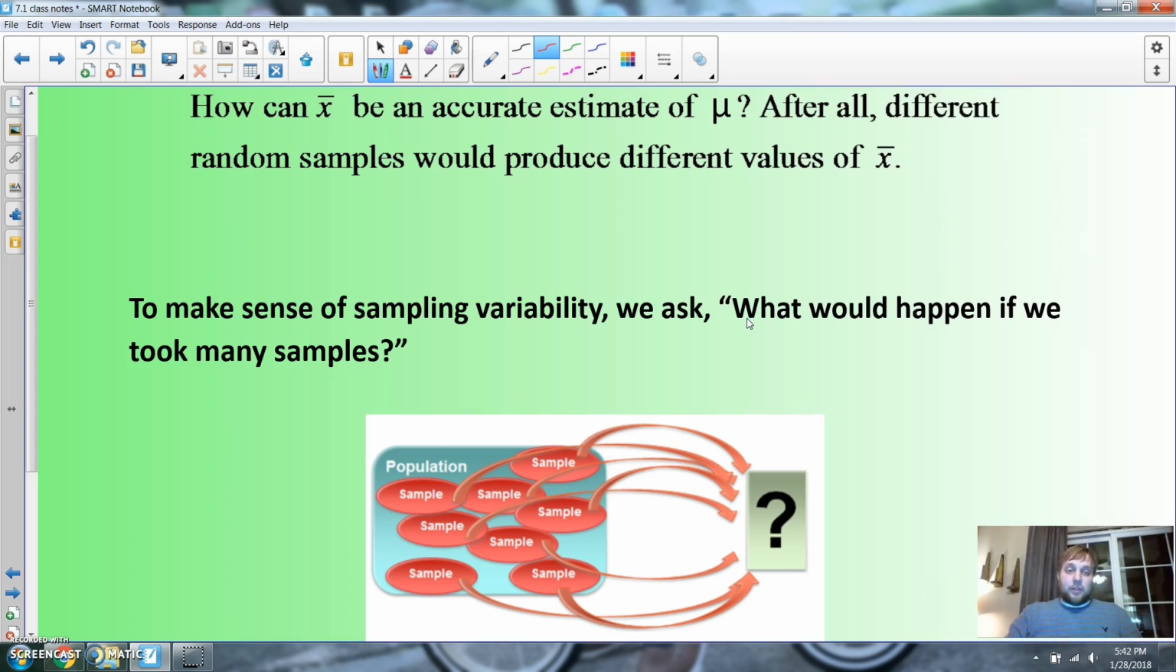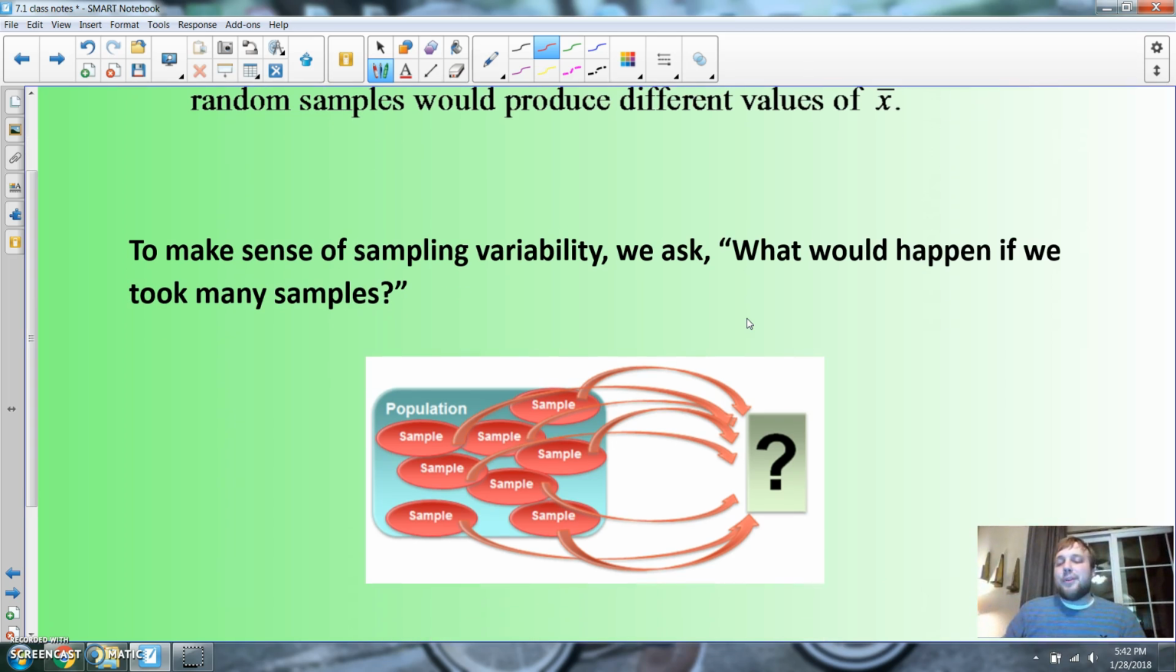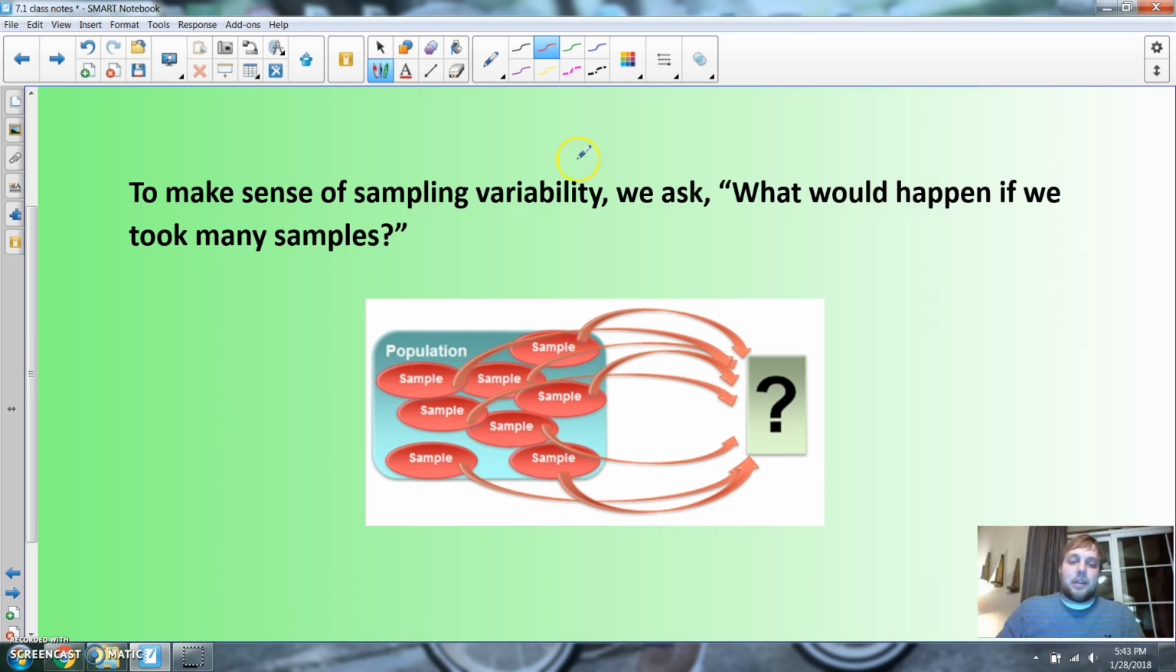And watch these videos. How can x bar be an accurate estimate of mu? Well, if we take one guess, we might be slightly off, right? We're going to get into this. What would happen if we took a sample and we might be off slightly, but we take another sample and that one might be a little under, and another sample might be a little over? If we do all these samples, it'll always go above and below the actual amount, and thus make a curve.